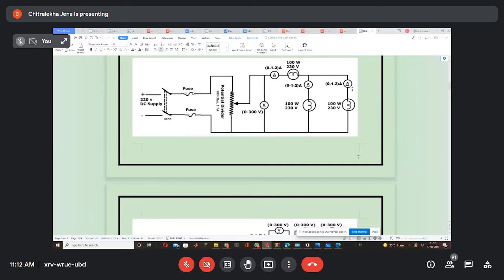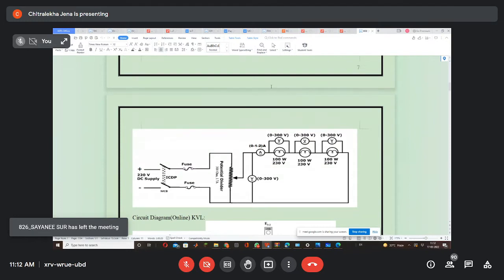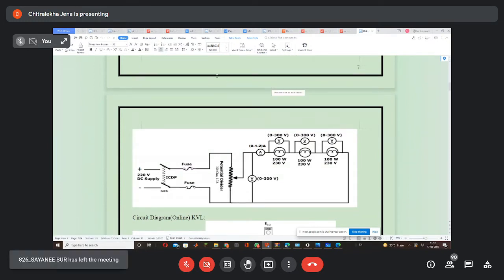Am I clear now? Yes ma'am. Okay, so this is a simple circuit I am giving you. I will give you some other circuits, and you will verify with those circuits. This simple circuit is not enough. You will verify some other circuits I will be giving you.